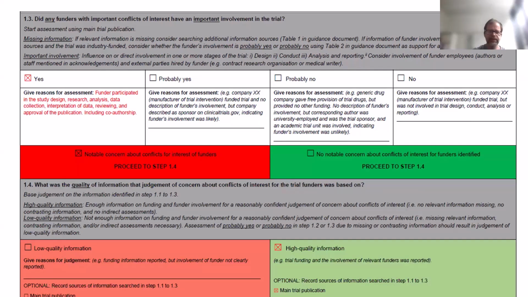We then, this is a trial that has been published in the Lancet in recent years, and they are typically quite transparent in reporting of the funding, the conflicts of interest, and the role of the funder. So in this case, we had all the necessary information for our judgment. So we judged the trial as high quality information in relation to our judgment of notable concern for the funder.